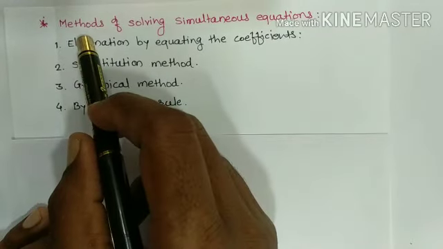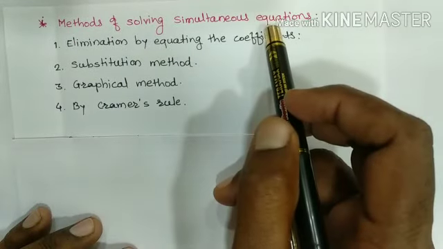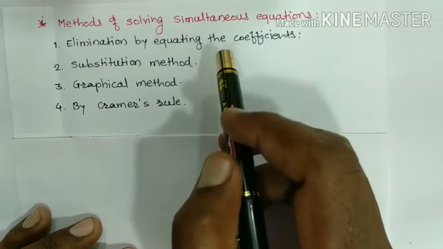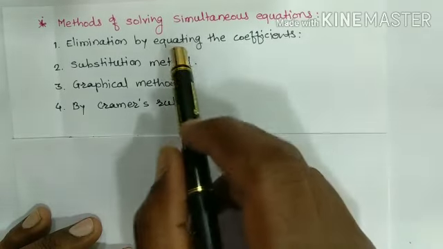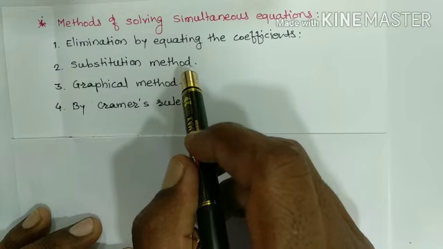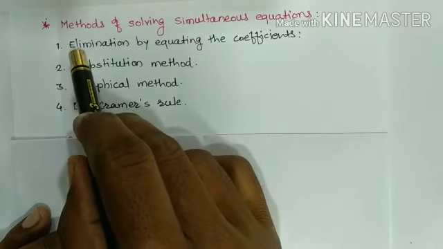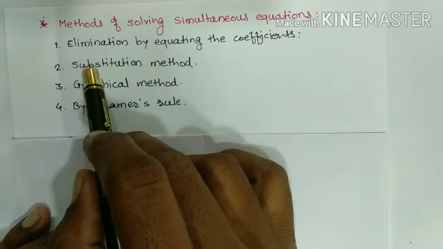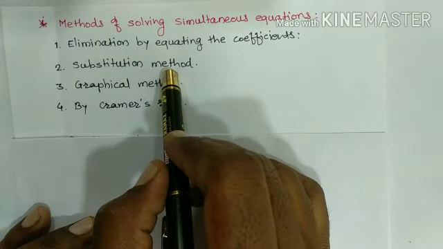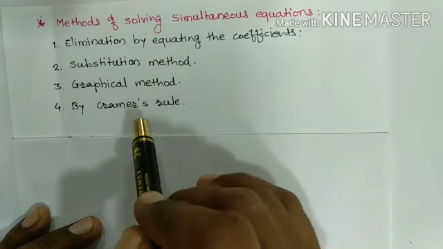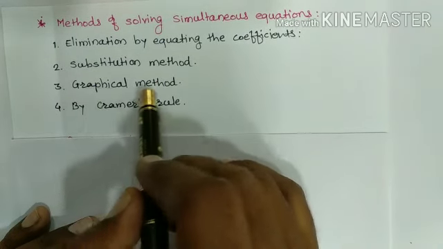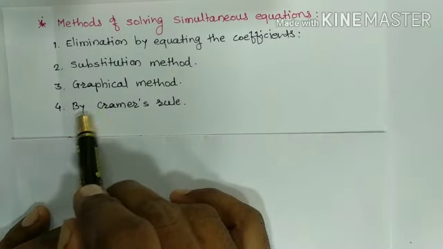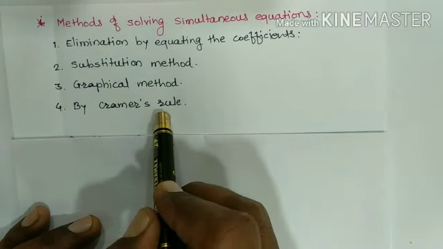Now the methods of solving simultaneous equations. Here in 9th standard, we already studied two methods of solving simultaneous equations, which are elimination by equating the coefficients, and second, the substitution method. Now in this chapter we are going to study the graphical method also, and how to solve simultaneous equations by using Cramer's rule.